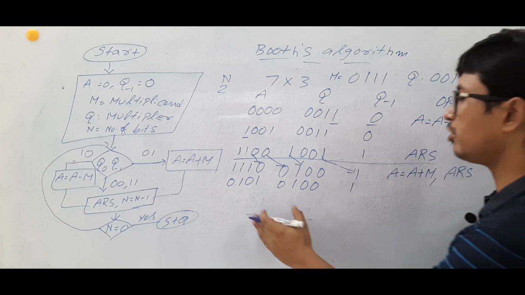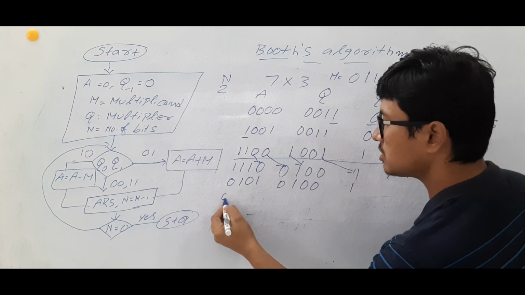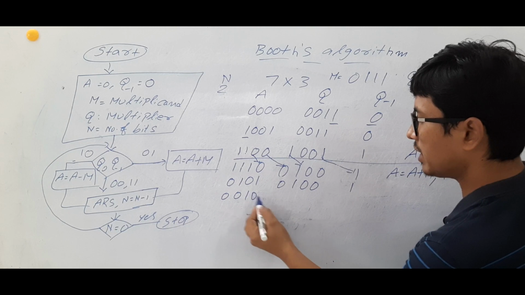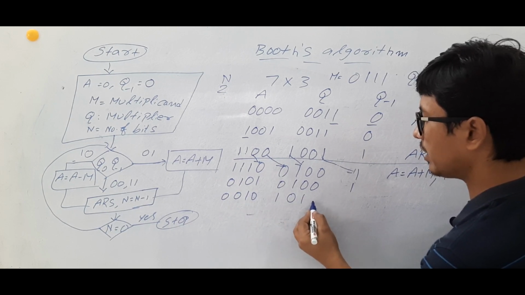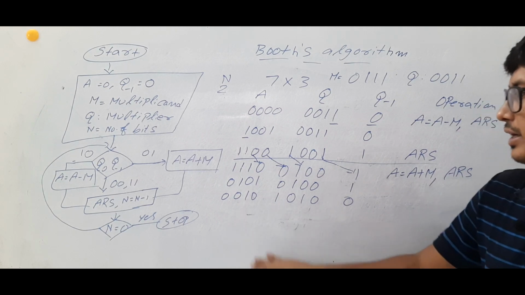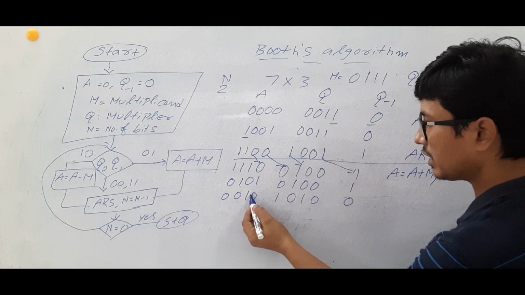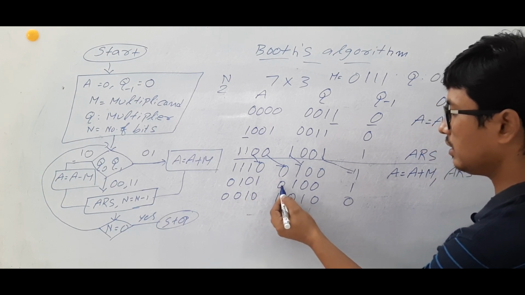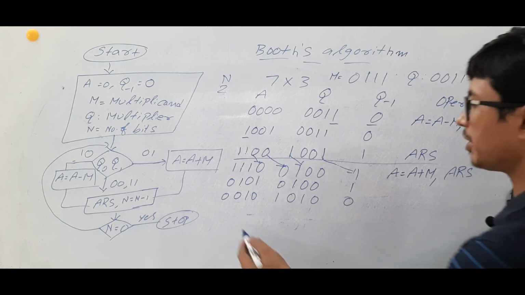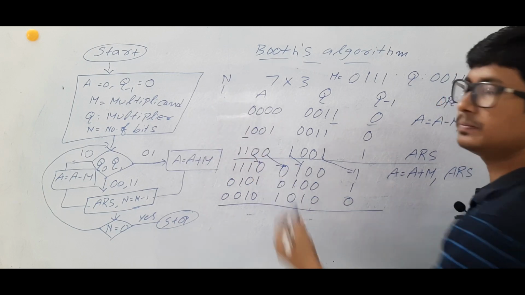Now you need to perform what? Arithmetic right shift. As it is, this 0 will be here and this 0 will come again and you have 1, 0, 1, 0, 1, 0, 0. Are you able to understand it or not? This 0 came as it is here. This 0 again came here. 1 here, 0 here, 1, 0, 1, 0, this 0 here. So we have performed the arithmetic right shift. Now n value became 1.